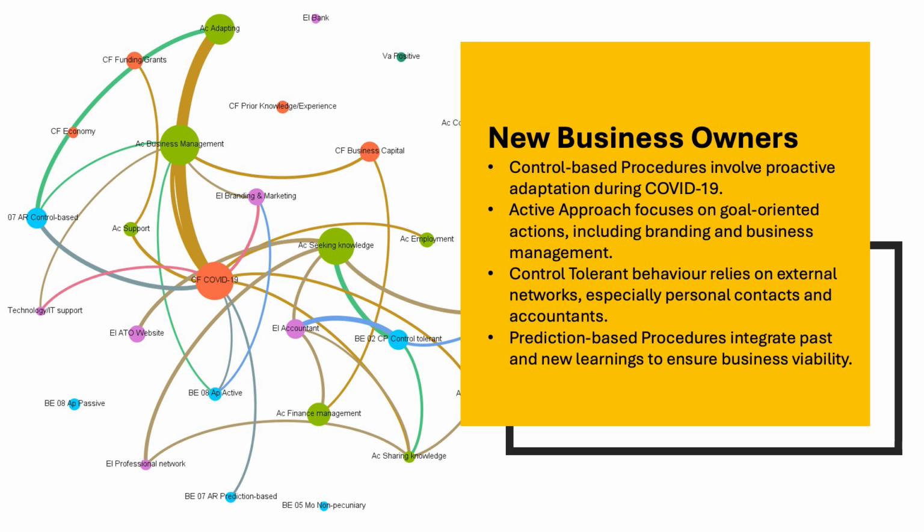Control tolerant. This behavior reflects openness to external advice, notably from friends and family and accountants. They emphasize seeking and sharing knowledge within trusted personal networks and from professional services. Prediction-based procedures. This group drew on past experiences and ongoing research to improve business viability in uncertain times. One participant highlighted leveraging prior knowledge in business banking to enhance their business decision-making.